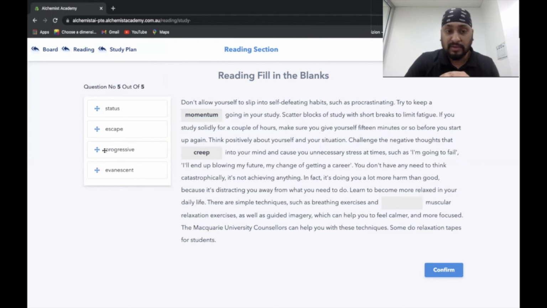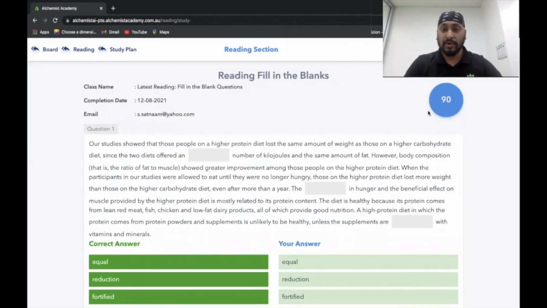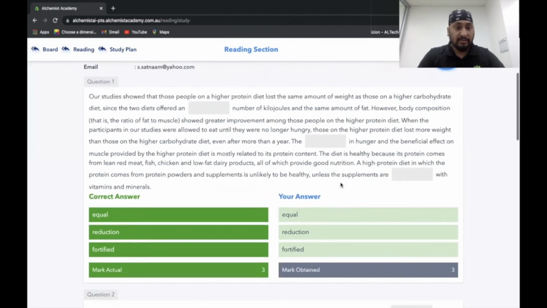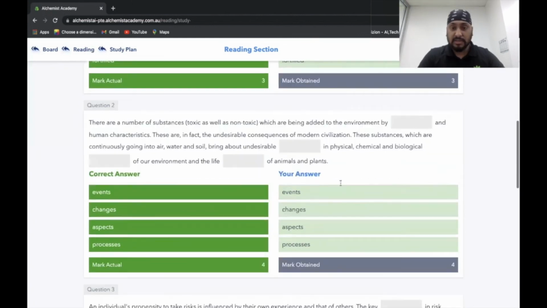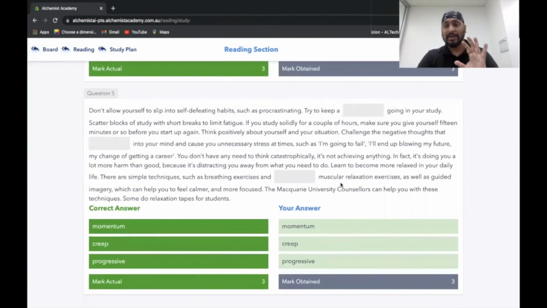Let's have a look at the word progressive. I'll just put progressive. I may be wrong. Okay, let's have a look. Worst case scenario, let's just have a look. Okay, let's hit confirm and see what the answers to all these questions are, whether we are right or wrong. Okay, very good. We've got a perfect 90 over here. And if you go down, all the answers that we've picked in this section are absolutely correct.